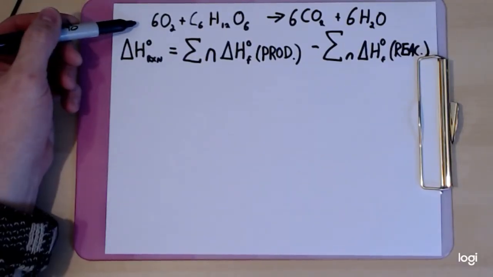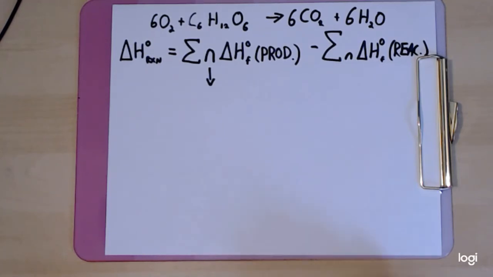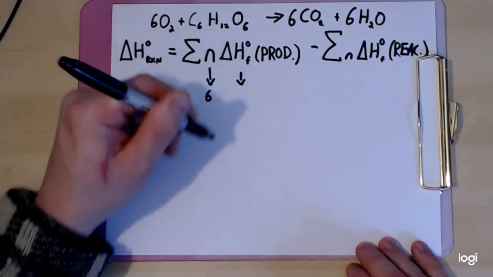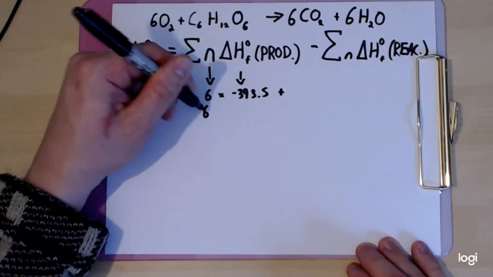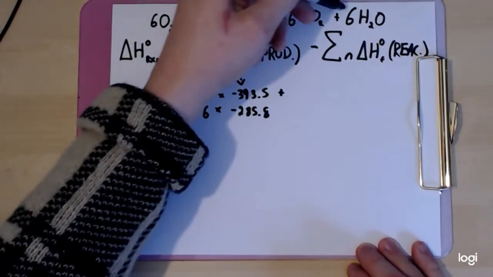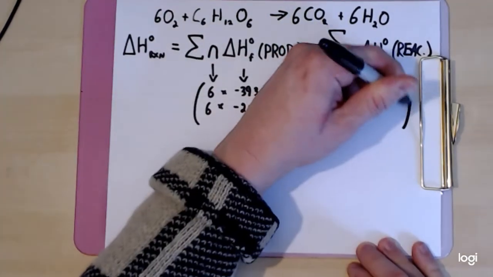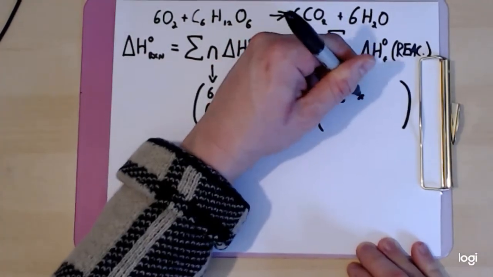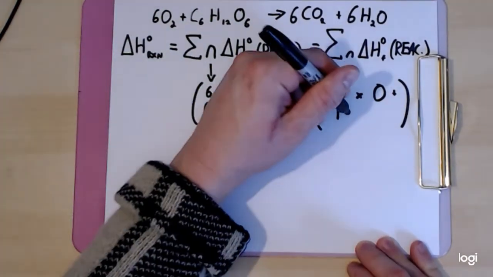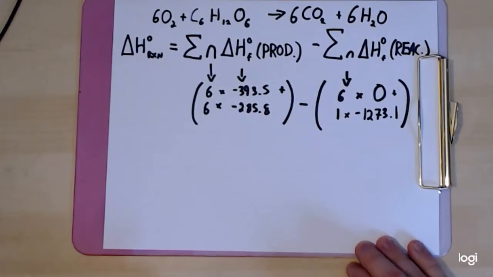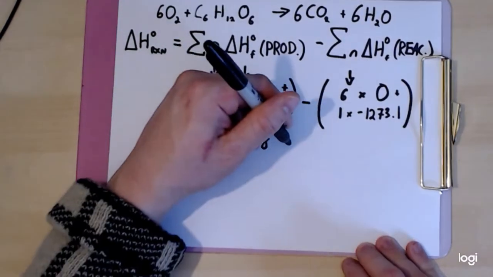Okay, so I've written the chemical formula above, as well as the formula for the enthalpy of reaction. Now let's start trying to solve this equation, starting with the products. We have 6 CO2s produced times negative 393.5 kilojoules per mole enthalpy of formation for carbon dioxide, and 6 waters produced with an enthalpy of formation of negative 285.8. Let's move on to the reactants. In the reactants, we have 6 oxygens times an enthalpy of formation of 0 for each oxygen. And then we have 1 glucose times an enthalpy of formation of negative 1,273.1 per mole of glucose. Now we can do some math.